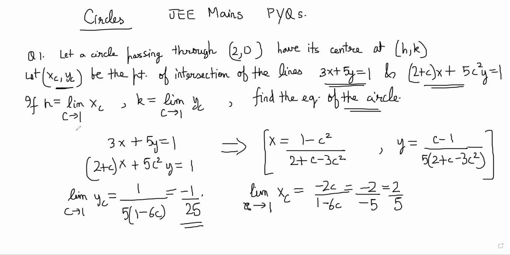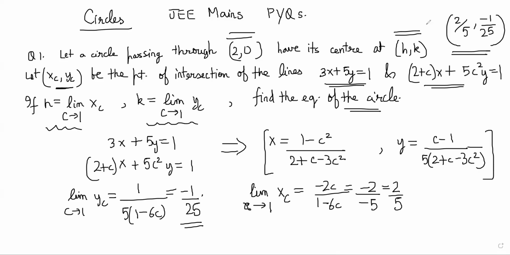Now the question has said that h and k were the values of these limits, and hk was the center of the circle. So now that we have it, the center of the circle is coming out to be 2 by 5 comma minus 1 by 25. It is very easy to now find the equation of the circle, because first of all, center is known and another point is known. So we can easily find the radius. The radius will be the distance between 2, 0 and this point, right? So calculate the radius and write the equation of the circle in the standard form.